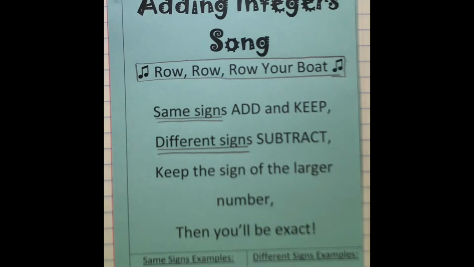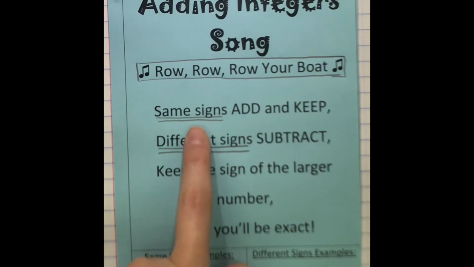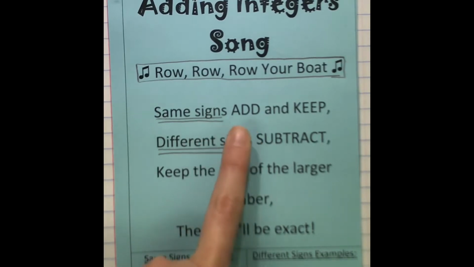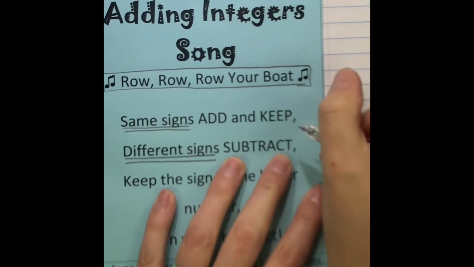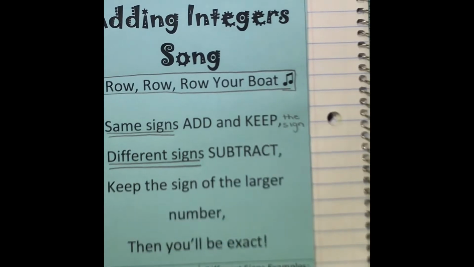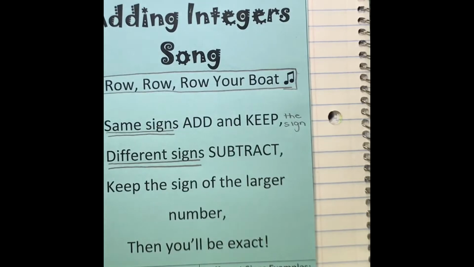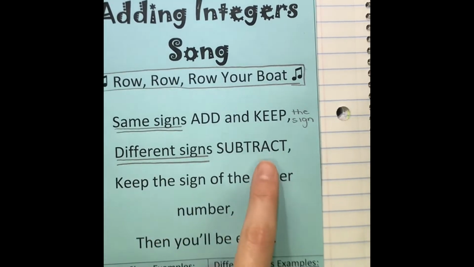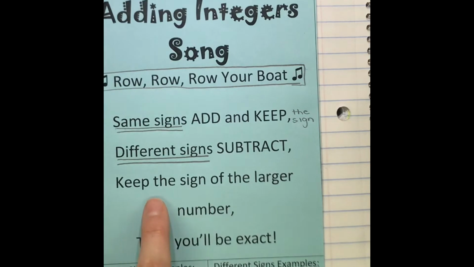The song is to help you remember the words because the words help you with the problems. I'm going to talk about each part. So when they are the same sign, which means both numbers are negative or both numbers are positive, you add the numbers and you keep. When it says keep, I am talking about the sign. So if they're both positive, you keep the positive sign. If they're both negative, you keep the negative sign. If they are different, which means one is negative and one is positive, you subtract the two numbers, and then you keep the sign of the larger number. So whichever one's larger, you keep that sign.